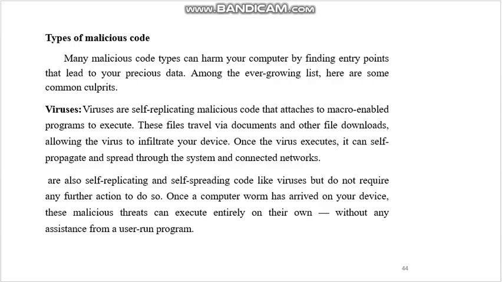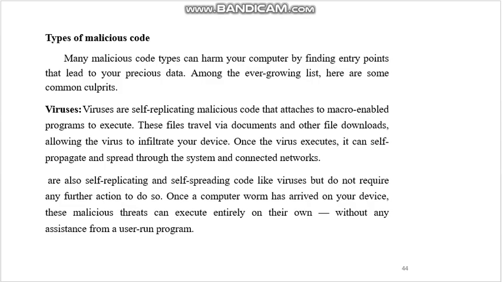Let's see what are the types of malicious code. So the first one is virus. Viruses are self-replicating malicious code that attach to macro-enabled programs for execution. These files travel via document and other file downloads, allowing the virus to infiltrate your device. Once the virus executes, it can self-propagate and spread through the system and connected networks.